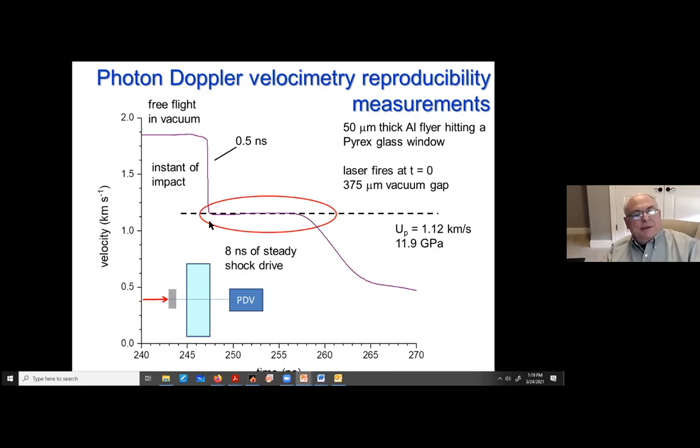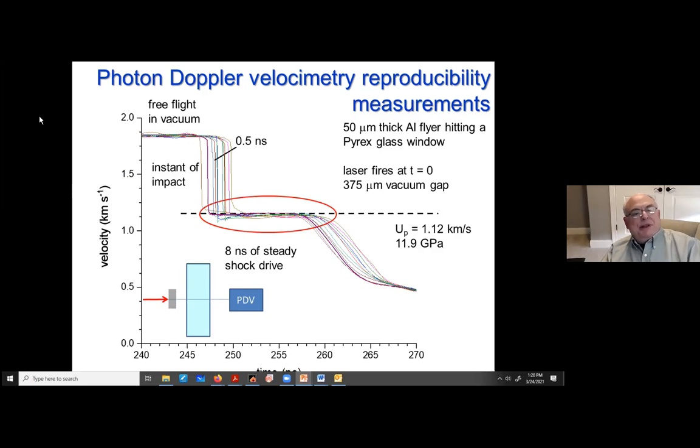So that's the time. Now you see the velocity doesn't stop, because when this hits the glass, it actually deforms the glass and causes it to flow. This is the period at which you have what people call steady shock drive. This is the flow being a steady velocity. And I can measure this velocity. It's 1.12 kilometers per second. And knowing the equation of state of glass, I can tell you it's 12 GPa. All right, so what you have here is a very sudden turn on. You have a period of constant shock, and then you have a period when the shock is declining.